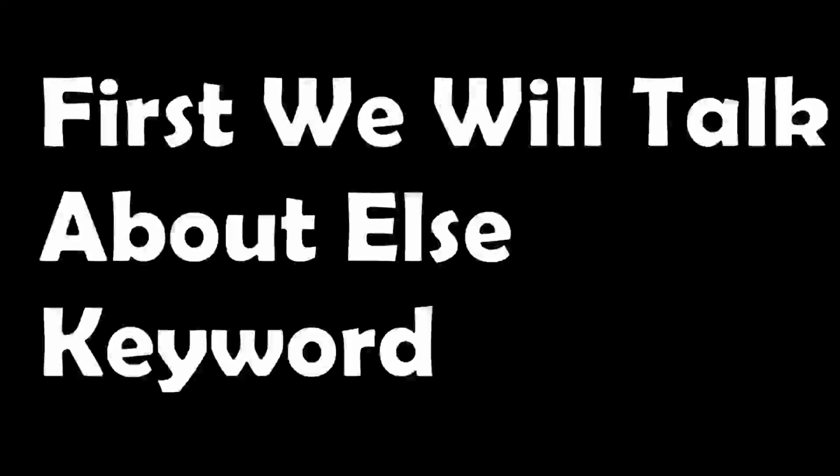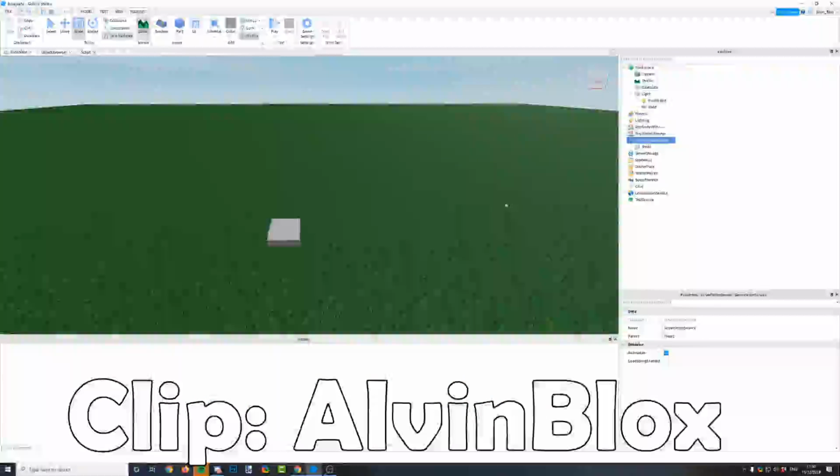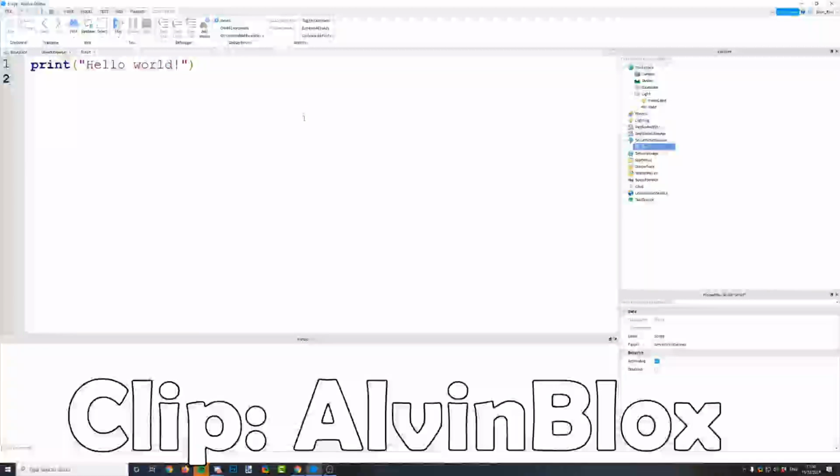First we will talk about the else keyword. The best way I can explain it is: if one condition is true then do something, else do another thing. Here are some examples. Time, then we can turn a light on, or if 2 plus 2 is equal to 4, which it is, then we can do something.